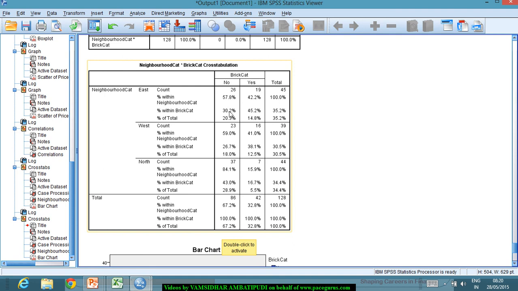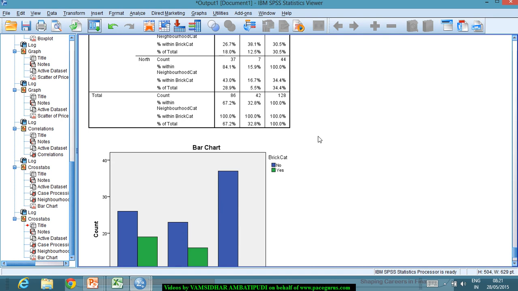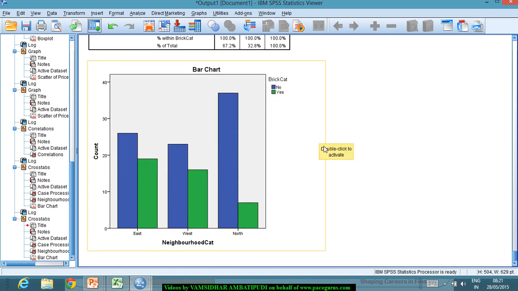Okay, within the brick category, where there are no bricks, 30.2% of them are in the east, 26.7% are in the west, and 43% are in the north. So no brick walls are majorly found in the north, whereas the brick walls are majorly found in the east. Some such kind of a quick computation is coming out for us overall. So this kind of a cross tabulation can help us in doing the assessment in this way.